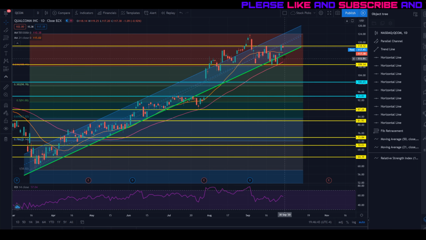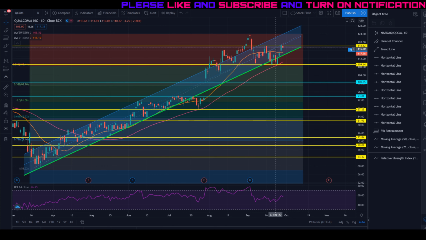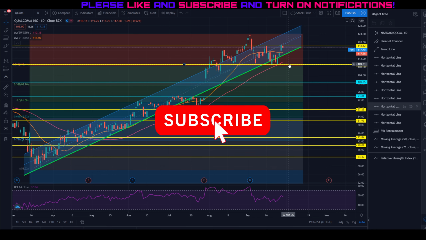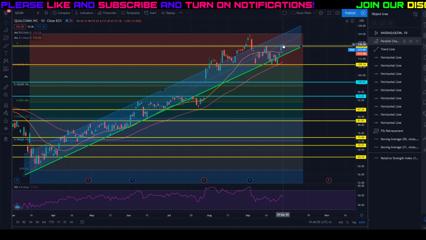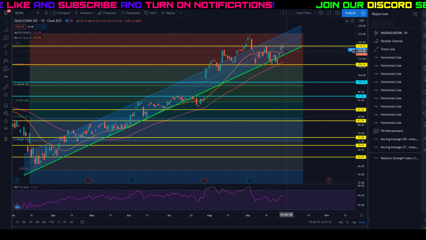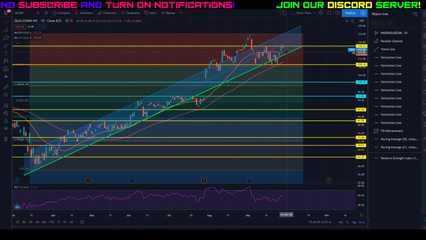You know, the one nice thing is right now we are trading right in the middle of this parallel channel. So it's good and bad because I don't think we're really overbought. I don't think we're really oversold. But since we're in the middle, we'll have to wait and see exactly where Qualcomm wants to go from there. Because it could go up, it could go down.